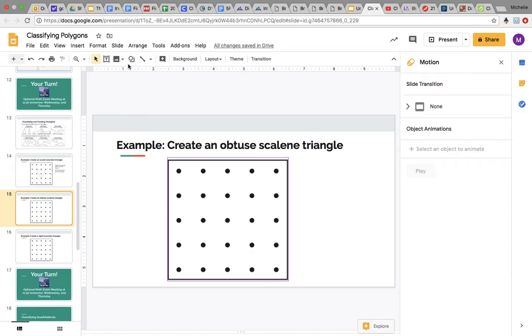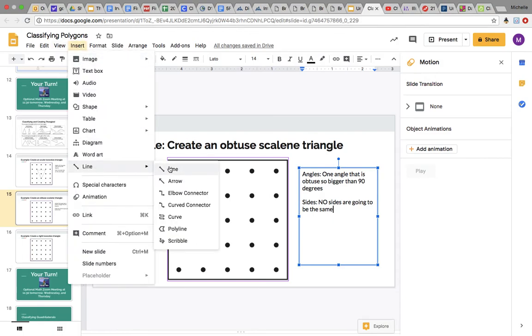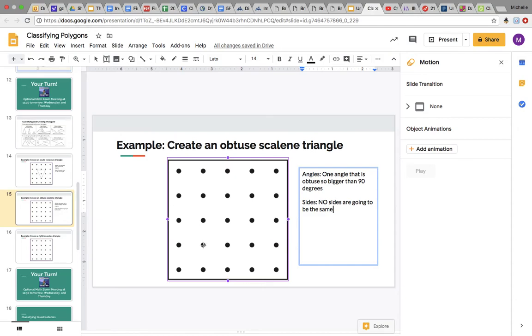Here we are creating an obtuse scalene triangle. So what that means, for my angles, I have to have one angle that is obtuse, so bigger or larger than 90 degrees. What does that mean for my sides? Well, it's scalene, so no sides are going to be the same. All right, let's try it out. Again, we might need to play around with it a little bit, and that's okay.